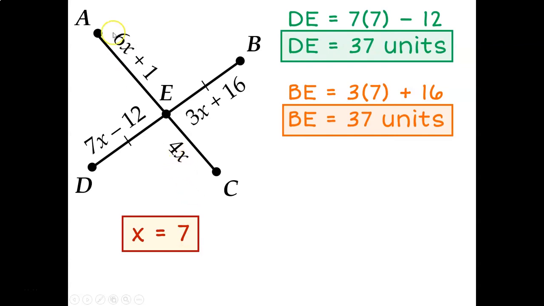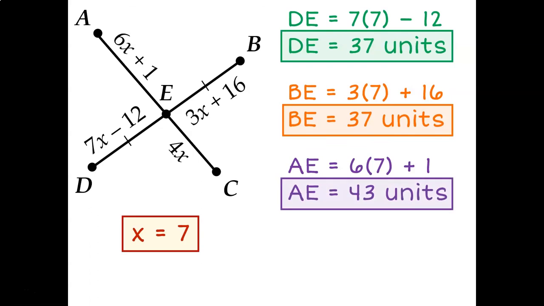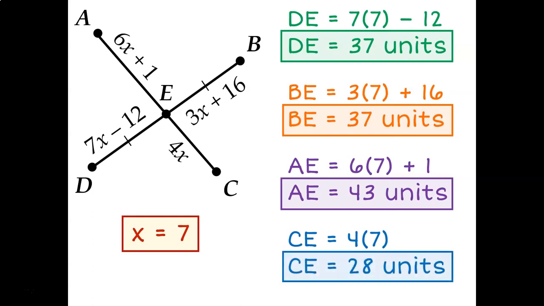Do you think that AE and CE are going to be equal to each other as well? Well, let's find out. I'll plug in 7 to calculate the length of AE, and I get an answer of 43 units. And then I'll do the same thing for the length of CE, that's just 4 times 7, which is 28 units. So no, they didn't end up being equal, but I had no reason to believe that they would be. The only segments that I knew would be equal in this diagram were DE and BE because DB was bisected by segment AC.